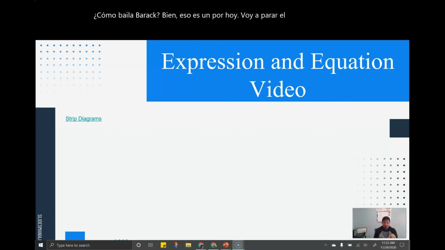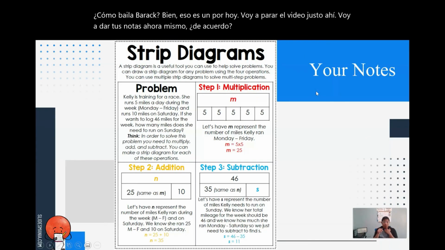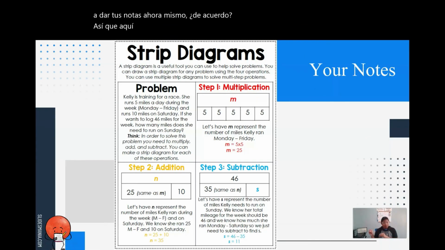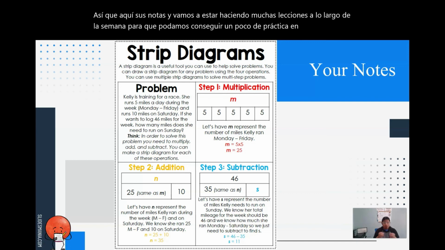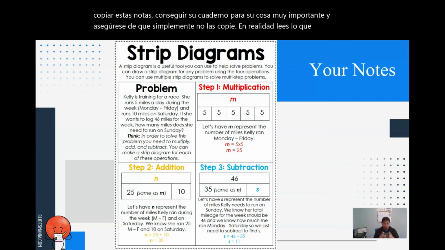I'm going to give you your notes right now. Okay, so here are your notes, and we're going to be doing mini lessons throughout the week so that we can get to practicing. Make sure you copy these notes in your notebook, okay? They're very important. And make sure you don't just copy them. You actually read what they're saying, because this is going to help you for that part, okay?